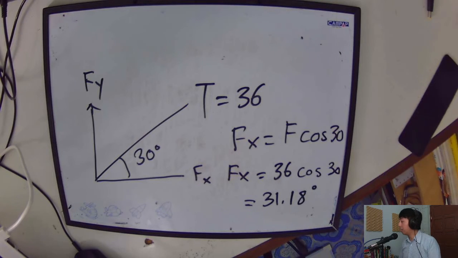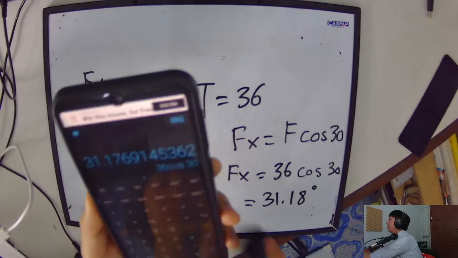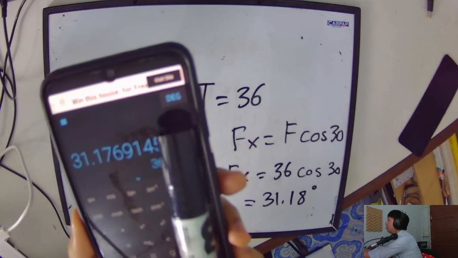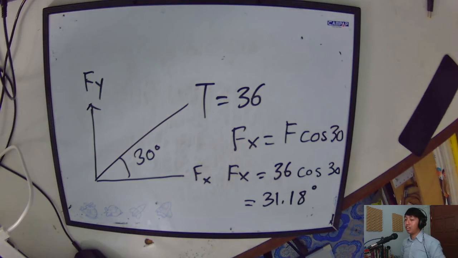One thing that you need to make sure of if you're using your scientific calculator, I made this mistake the other day: make sure that your calculator is set to degree and not radian. Because sometimes you press the wrong button and set your calculator to radian mode, and you'll get a completely different answer. You should be using degree.